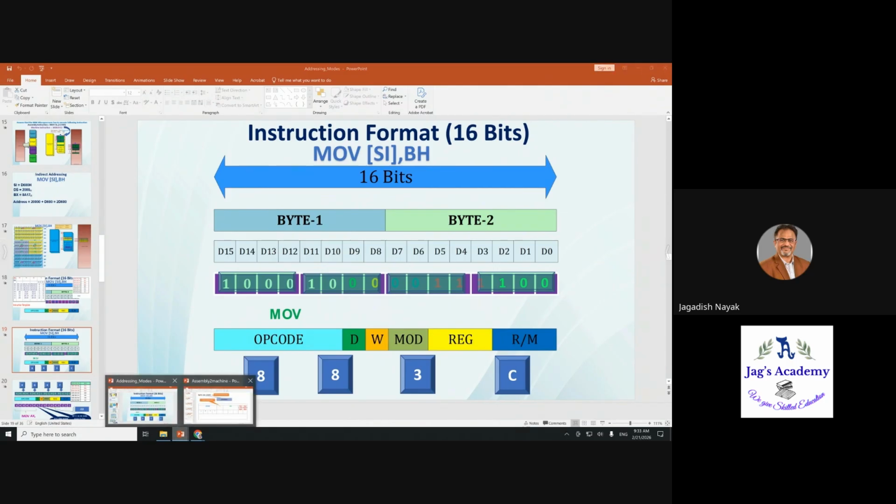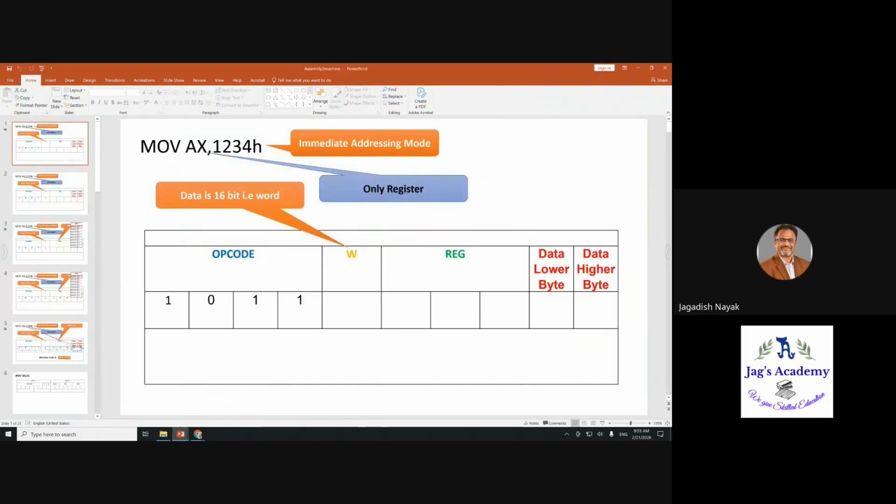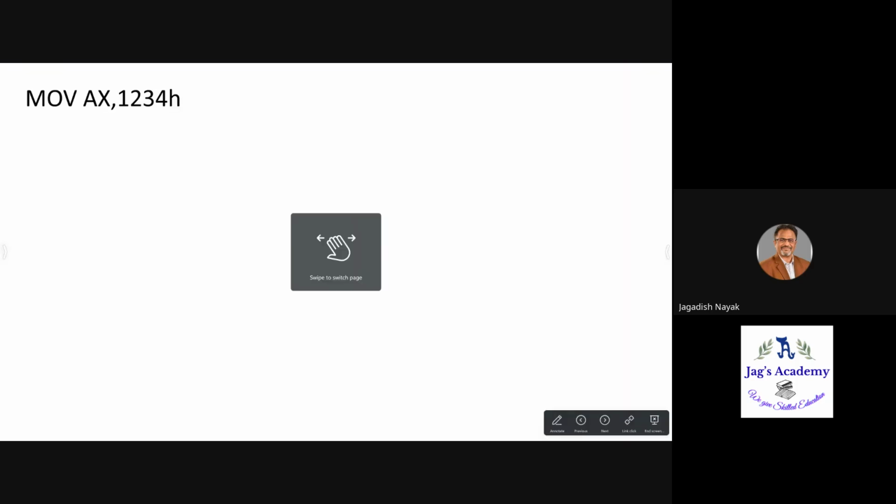I'll go to some examples. See here. See the instruction. What type of addressing mode is this? Can you tell me? It is an example of immediate addressing mode. Why is it immediate addressing mode? Because the data is available immediately after the instruction, in the instruction.